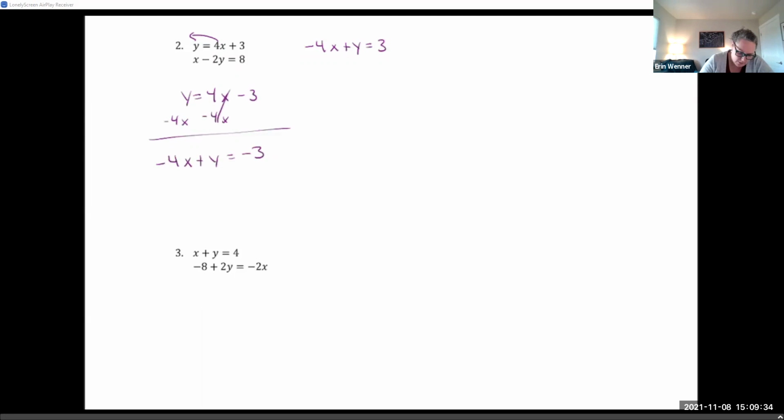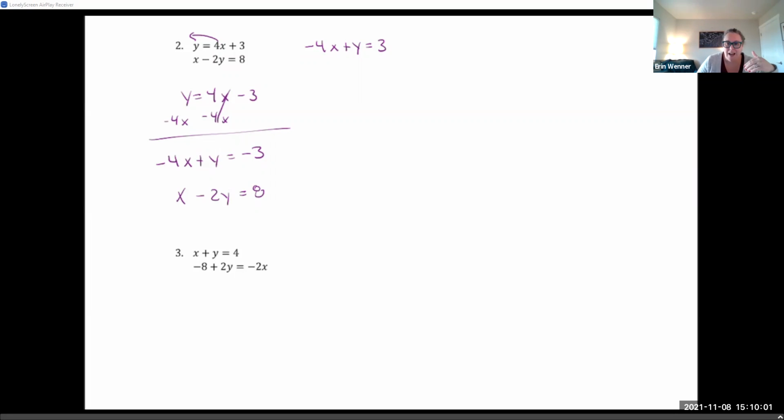Now, if we look at our second equation, I have x minus 2y equals 8. If I were to try to add these together, neither variable is going to drop out. Negative 4x, positive x makes negative 3x. Positive y, negative 2y makes negative y. They're not going to work.